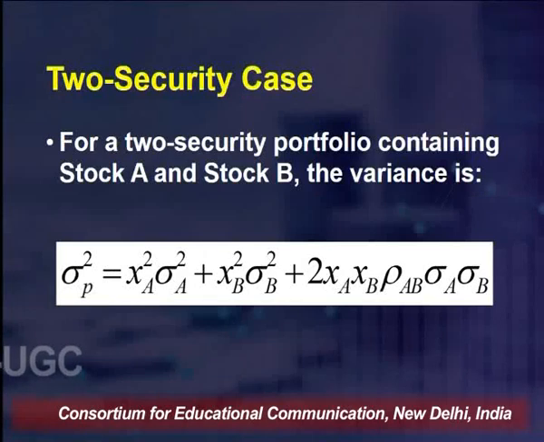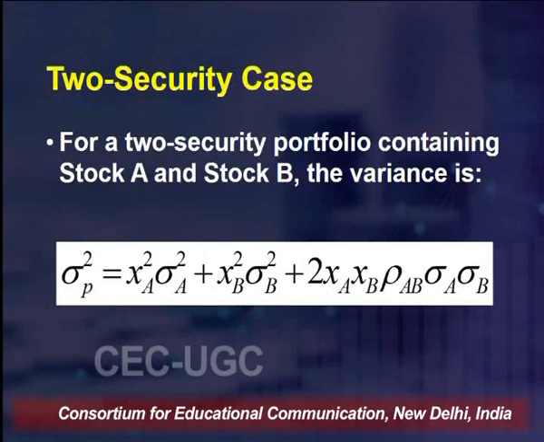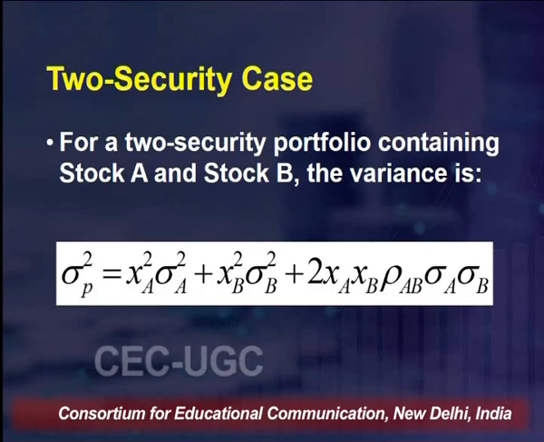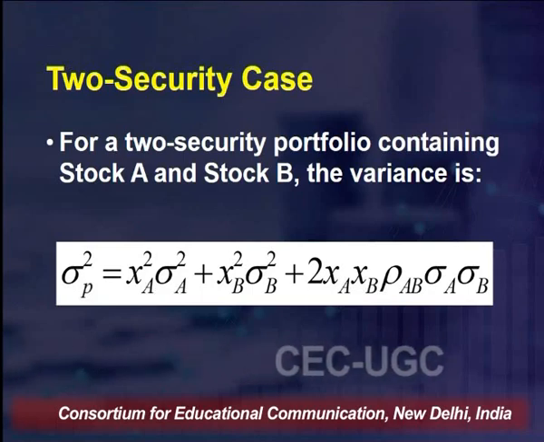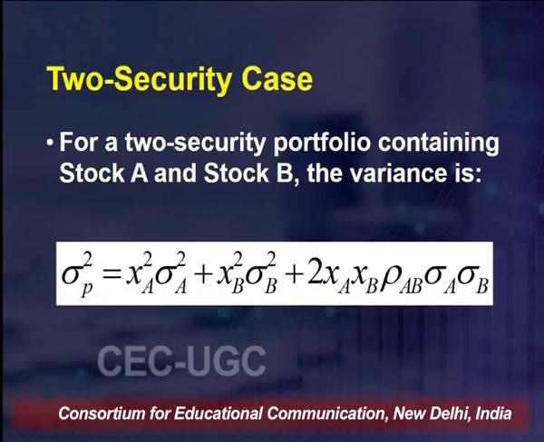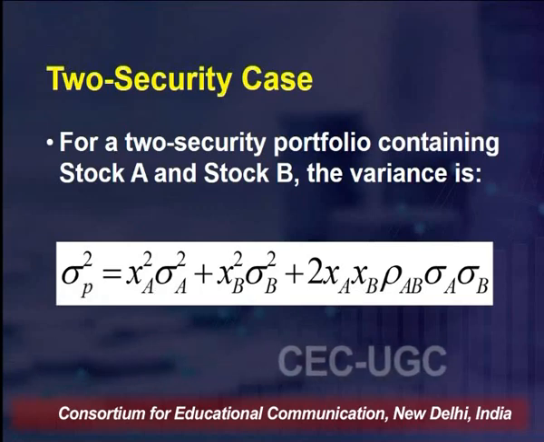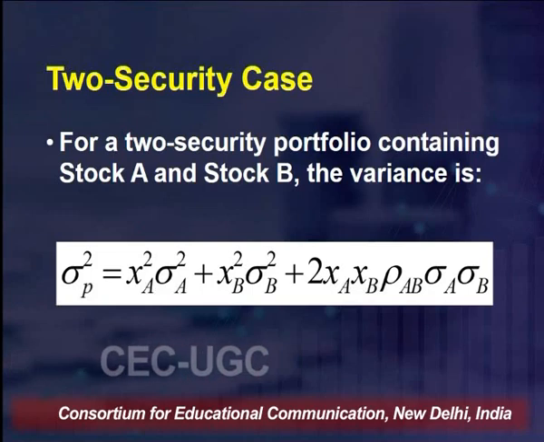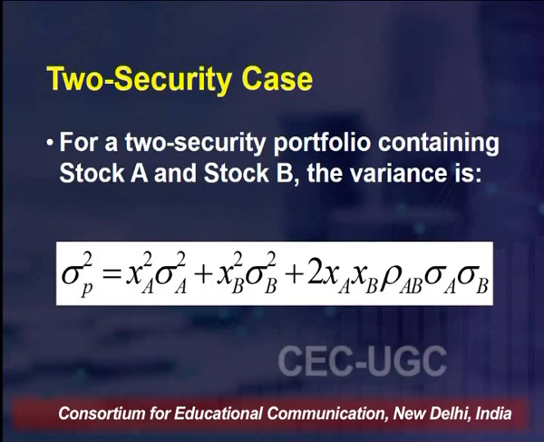So the formula for calculating the variance of a 2-security portfolio containing stock A and stock B is wherein we have XA squared, that is the weight of stock A squared, times the variance of stock A, plus XB squared times the variance of stock B, plus 2 into XA and XB. XA is the weight in stock A, XB is the weight in stock B, multiplied by the correlation between the two assets, multiplied by the standard deviation of A and the standard deviation of B.